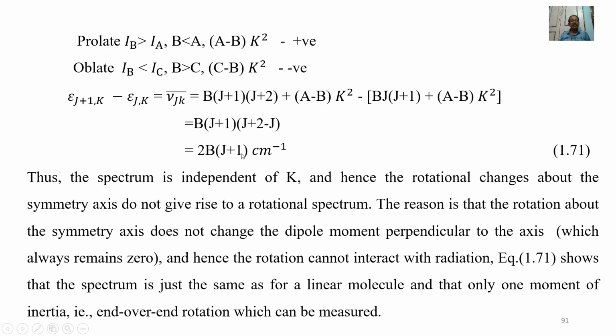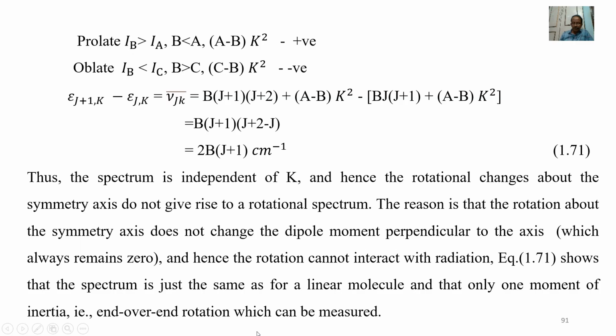As the spectrum is independent of K, the rotational changes about the symmetry axis do not give rise to a rotational spectrum. The reason is that the rotation about the symmetry axis does not change the dipole moment perpendicular to the axis, which always remains 0, and hence the rotation cannot interact with the radiation. So equation 1.71 shows the spectrum is just the same as that for a linear molecule, and that only one moment of inertia exists, which is nothing but end over end rotation, which can be measured.